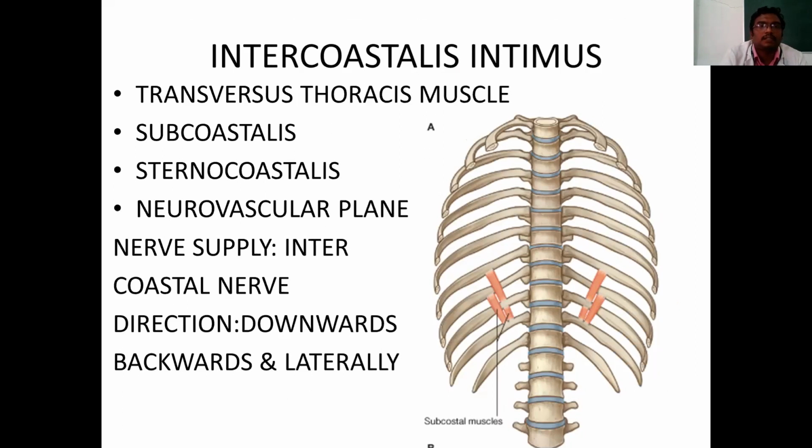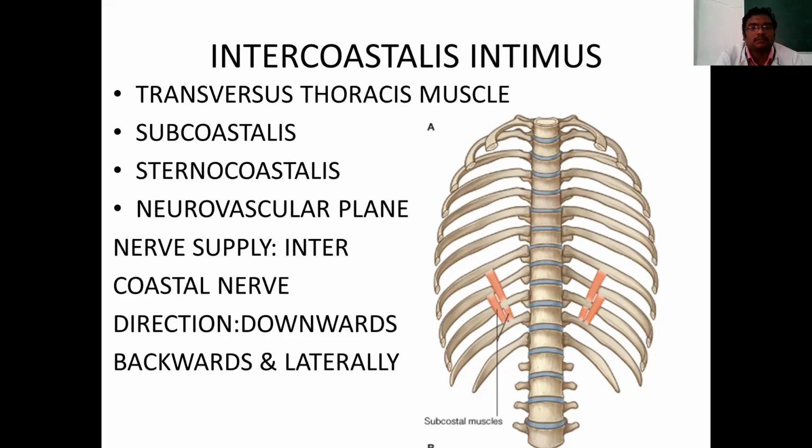Next, you will be able to get the subcostalis. This is the subcostalis, which takes origin from the above rib, skips a space, and gets inserted into the rib below. So this is the subcostalis. Next, you will be able to get the neurovascular plane. What is meant by neurovascular plane? The name itself gives the meaning. It consists of the nerve and the vascular structures. In between the muscles, you are going to have a passage of these structures. That is why it is called the neurovascular plane.